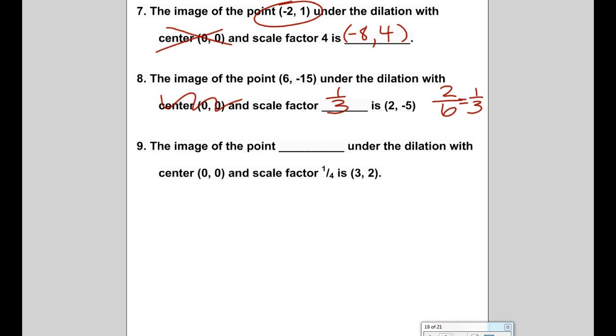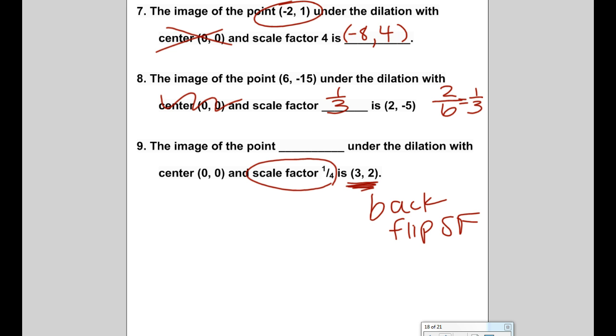Okay, here's the toughest one. The scale factor was 1/4, and the image is 3/2. So you need to go backwards and find what the original was. If you're going backwards, you need to flip your scale factor. So instead of multiplying by 1/4, what would I multiply by? 4.